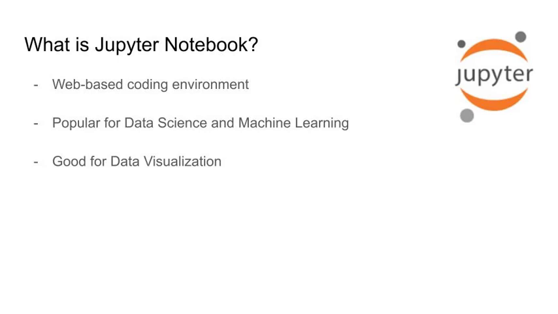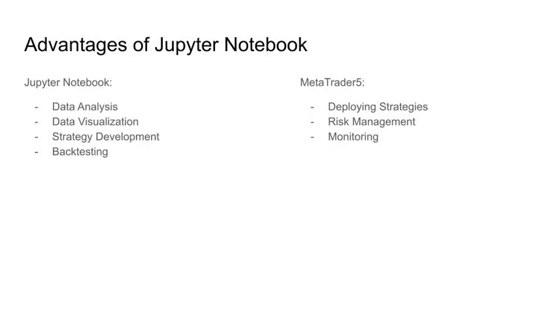First, what is Jupyter Notebook? Jupyter Notebook is a web-based coding environment. It is very popular among data scientists and machine learning specialists, and it is also generally good for data visualization. Advantages of Jupyter Notebooks are, as already mentioned, data analysis, visualization, strategy development, and backtesting. But if you want to deploy your trading strategies, I would recommend deploying them in the MetaTrader 5 environment, where you can also manage your risk and monitor your trades.